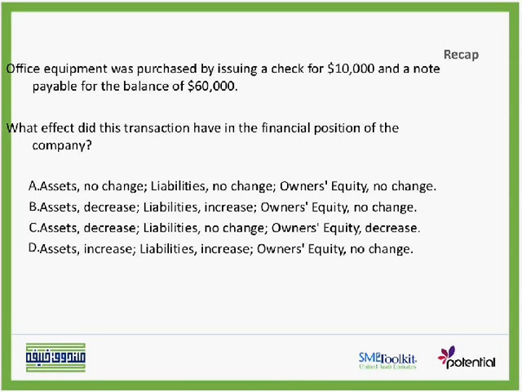Office equipment was purchased by issuing a check for $10,000 and a note payable for the balance of $60,000. So the total office equipment is 60 plus 10, which is 70,000. They have issued a check for 10,000 and a note payable for 60,000. A check for 10,000 is as good as cash. So they have paid cash of 10,000 and a note payable of 60,000. What effect does this transaction have on the financial position of the company?